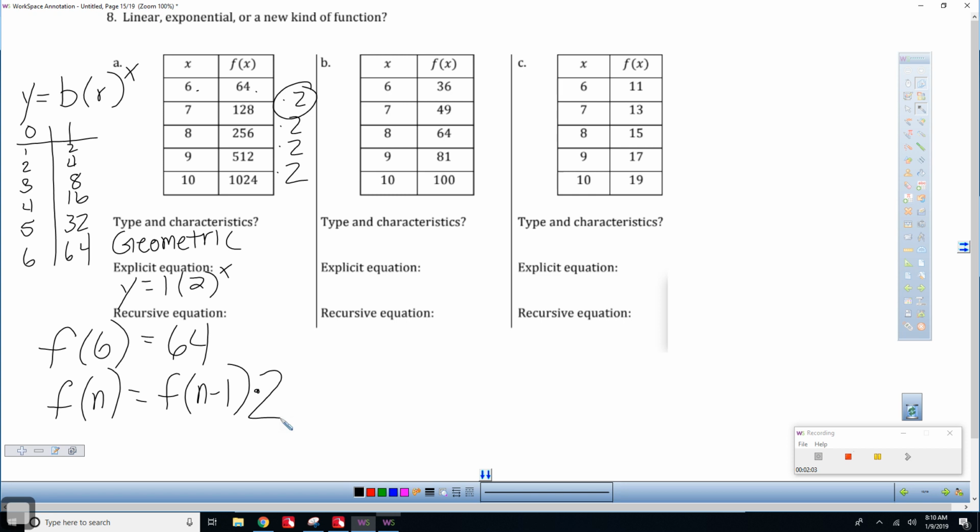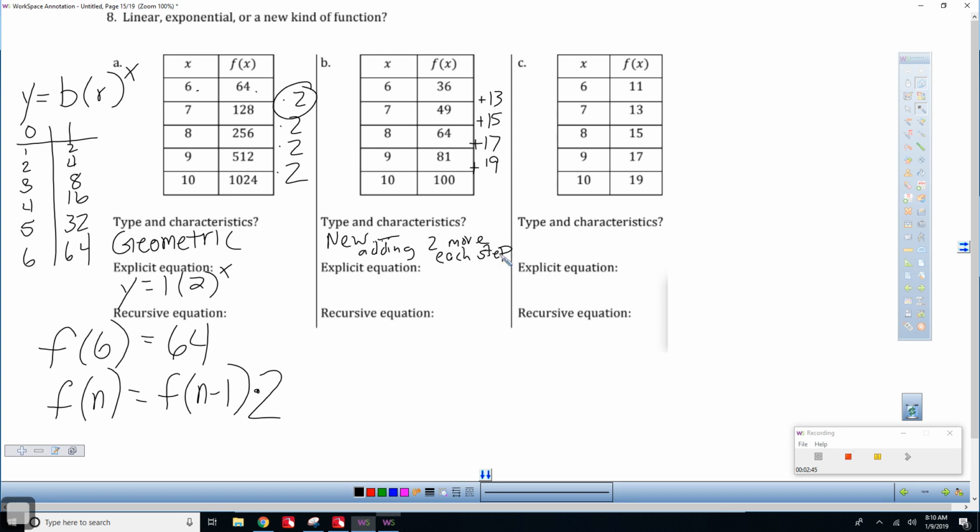Let's see. Plus 13, plus 15, I guess. I got it. Plus 17, plus 19. Well, this is new. We're adding 2 more each step.